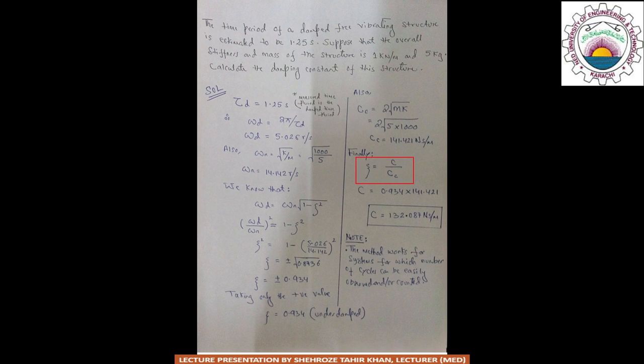Since critical damping constant Cc is equal to 2 under root mk, after substituting the values of stiffness and mass in the formula, we get Cc is equal to 141.421 Newton second per meter. Finally, after substituting the value of Cc in the formula of zeta, which is the damping ratio, we get the value of damping constant, which is found to be 132.087 Newton second per meter.